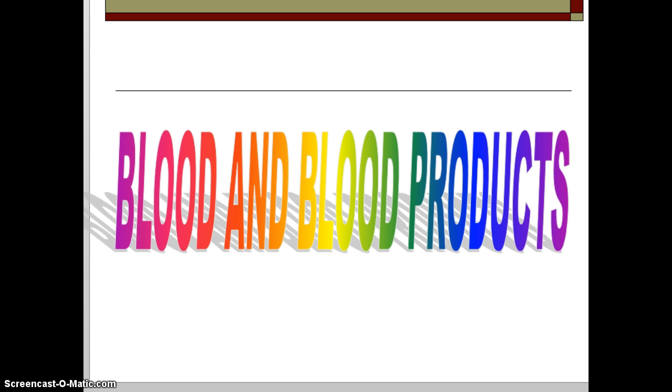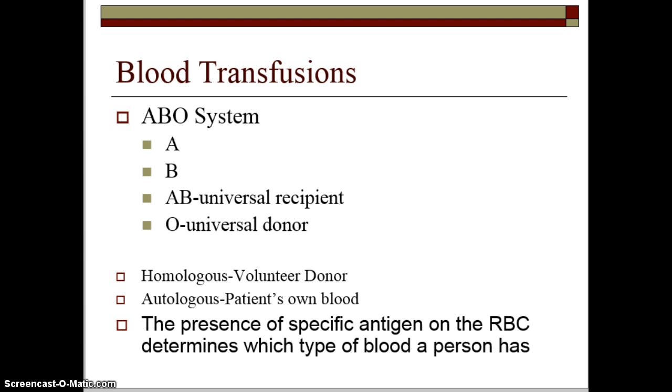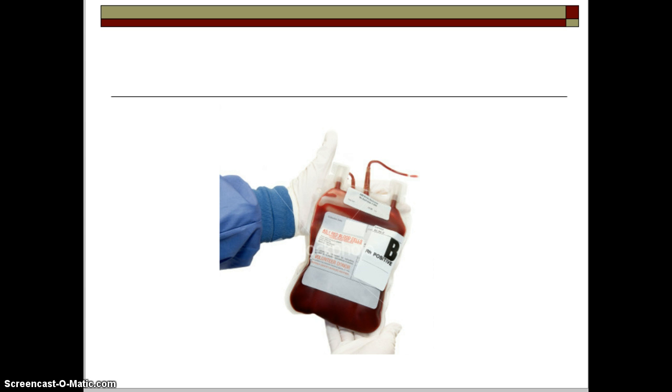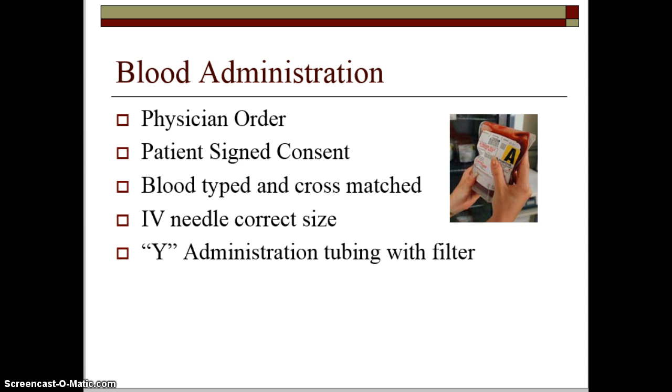As far as blood and blood products, we're going to do blood transfusions, and in this class just mostly look at what is a blood transfusion and who might need one. The blood is obtained from the lab after they have come to type and cross the patient to make sure that that blood is what they need. We always have to have a physician's order.